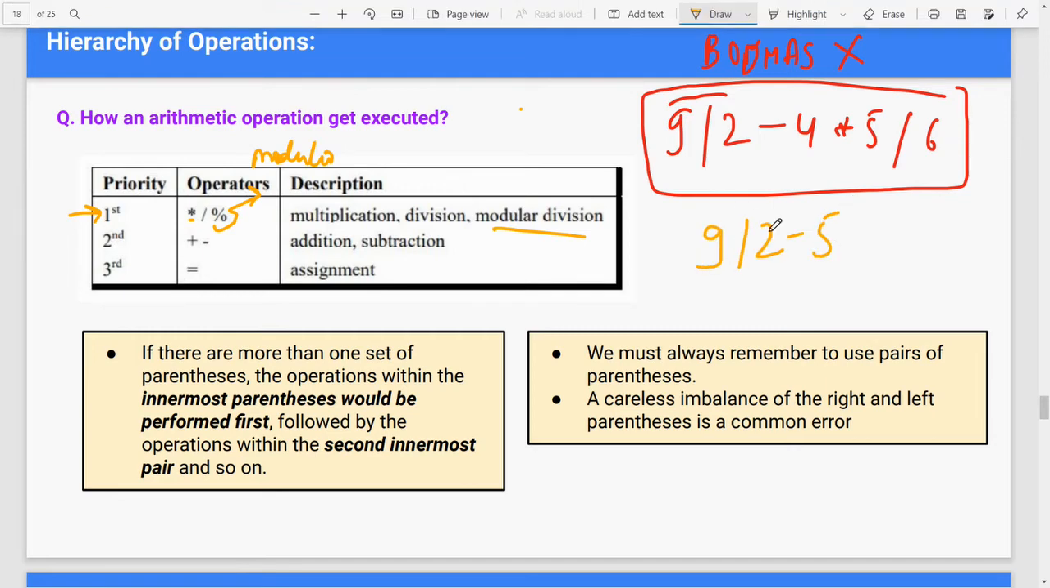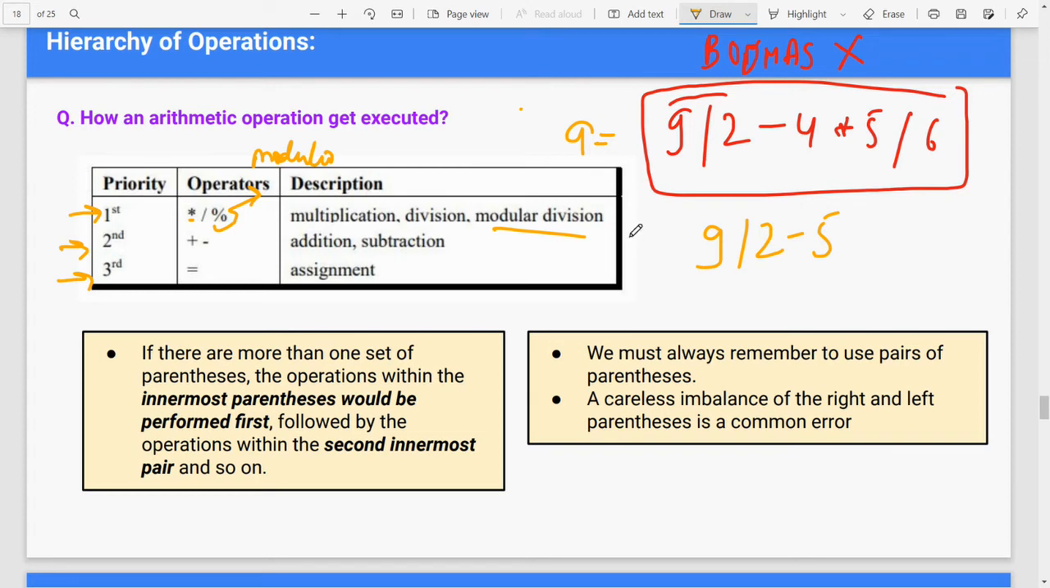So here, if you want to do something, a simple thing is that since minus is lower in priority. The second priority is addition and subtraction, and the third priority is equal to. So something written as a equal to this, these things will be calculated first, then the result will get assigned to a.